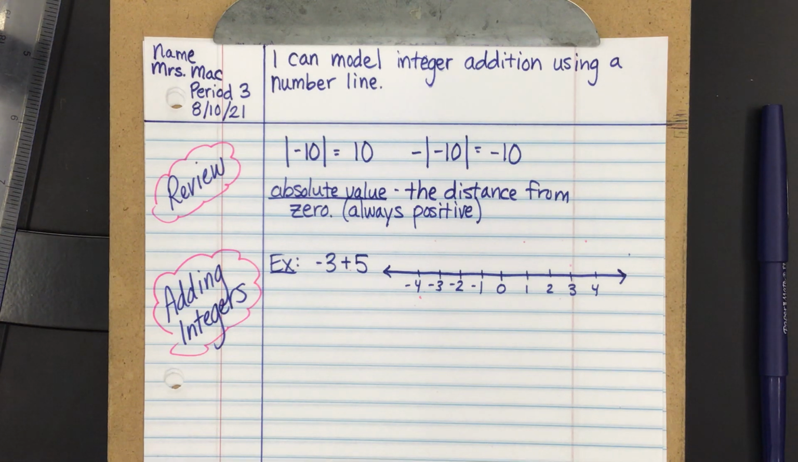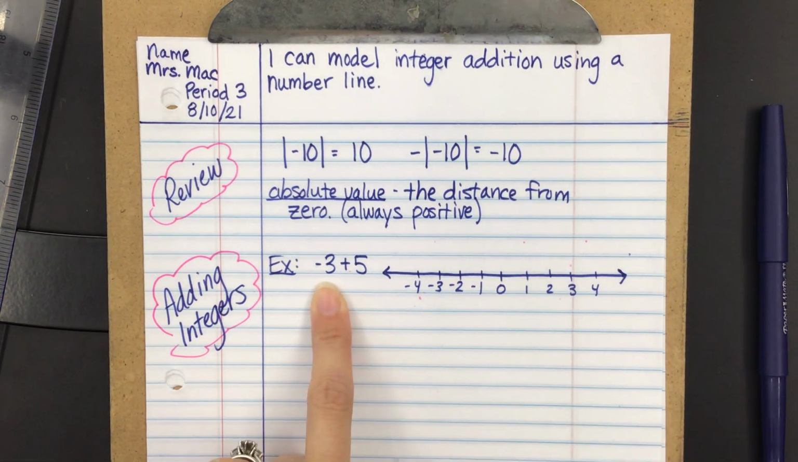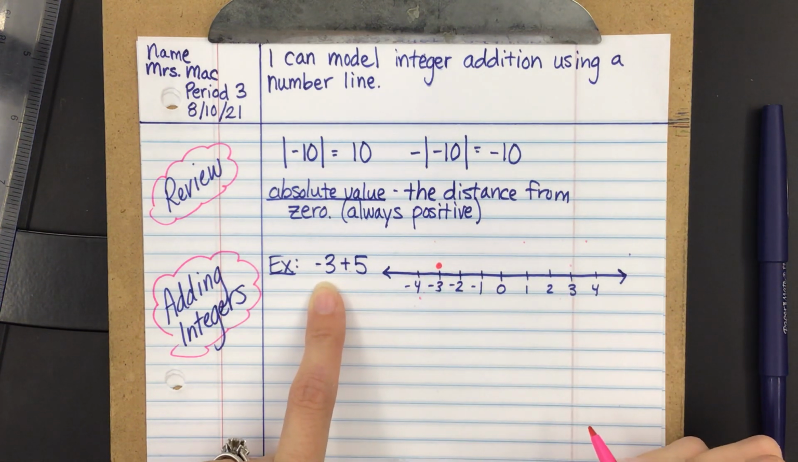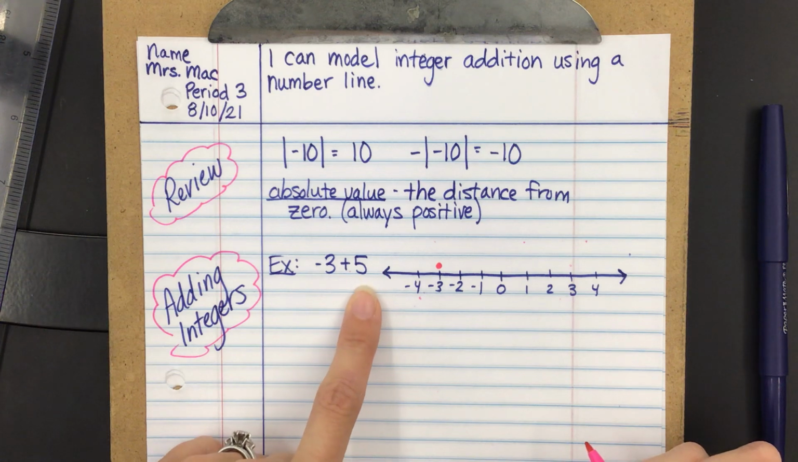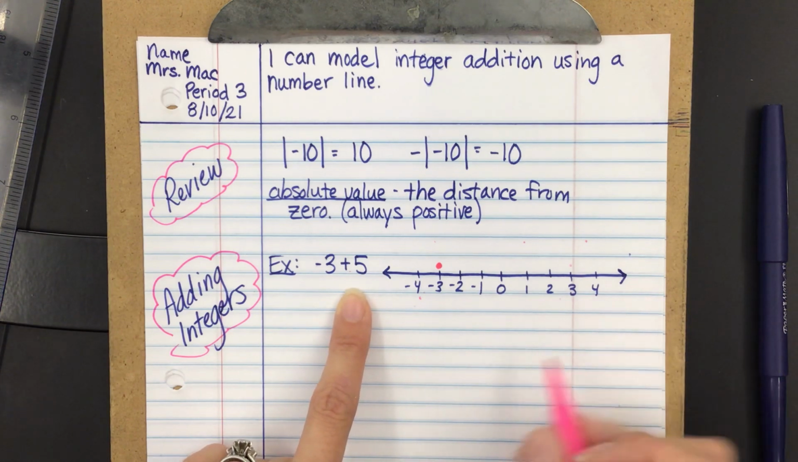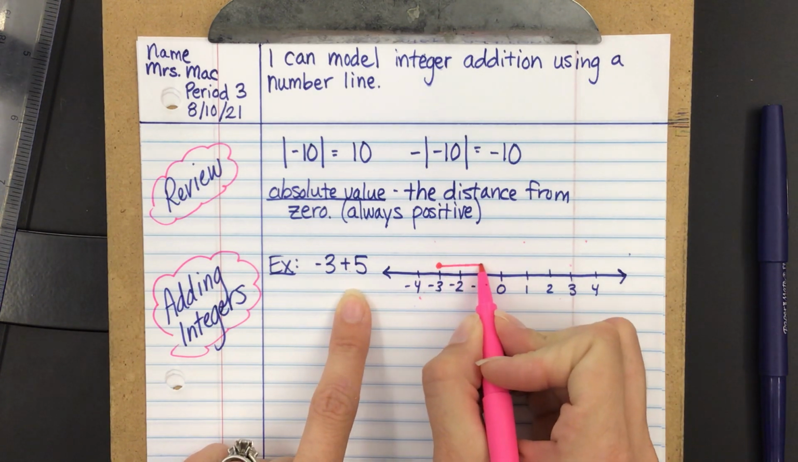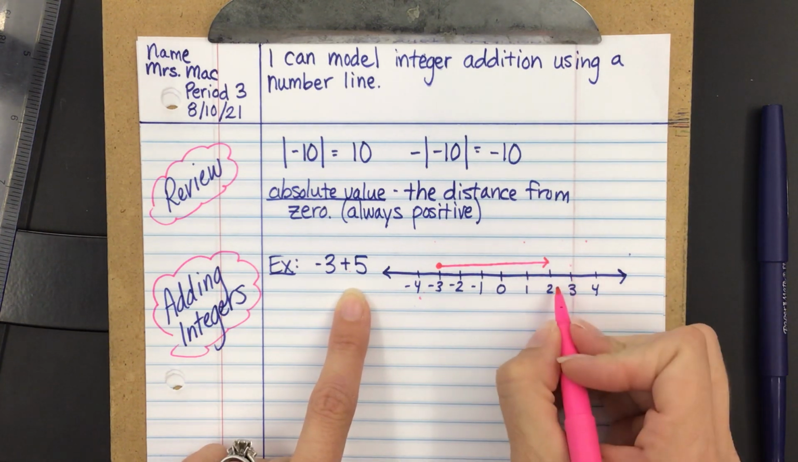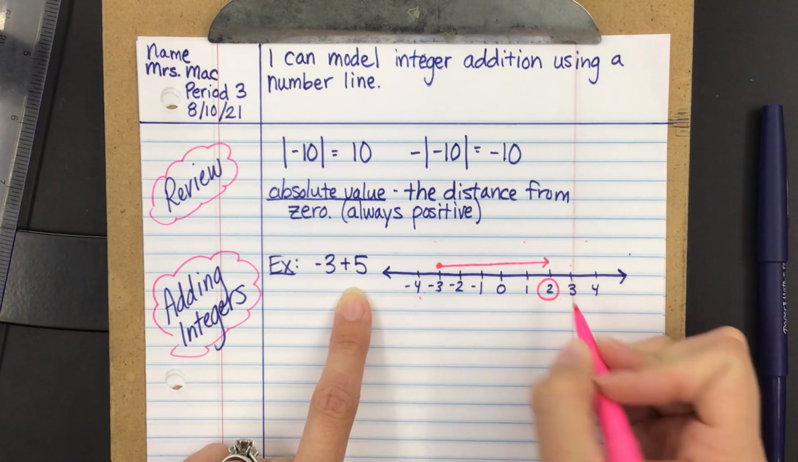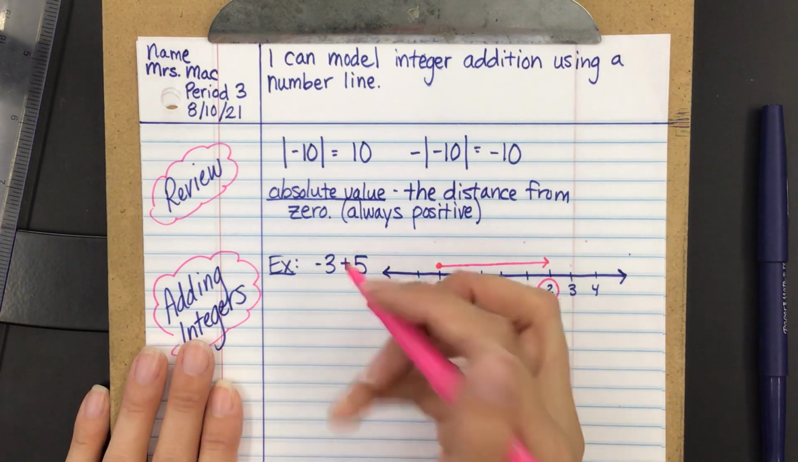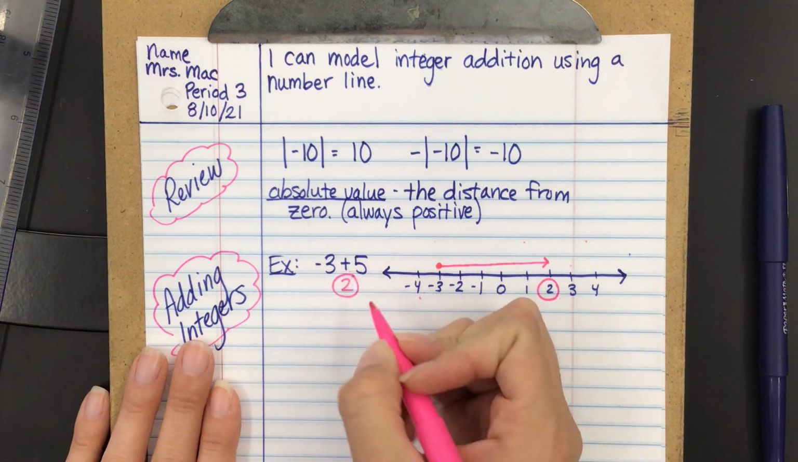So when you're modeling this on a number line, we always start at the first number. So the value that we're starting with is -3. So I start at -3, and I'm adding a +5. So because 5 is positive, I am going to go in the positive direction 5 spaces. So I draw an arrow 5 spaces to the right in the positive direction. And where you land is the solution. Okay? So the value of this expression is +2. Okay?